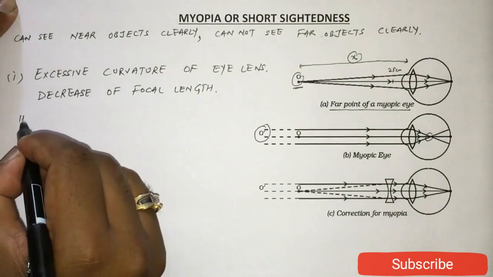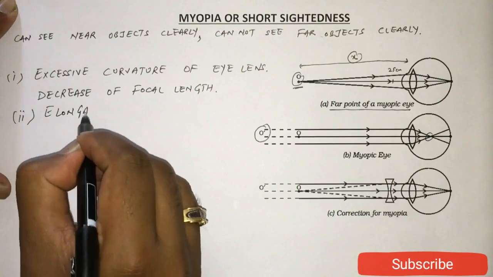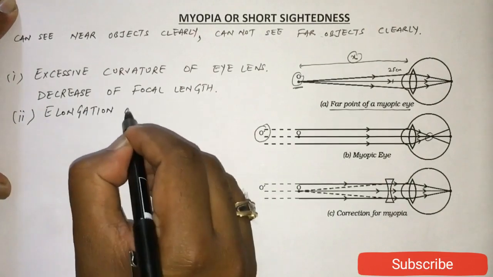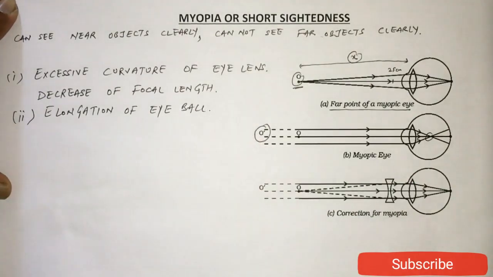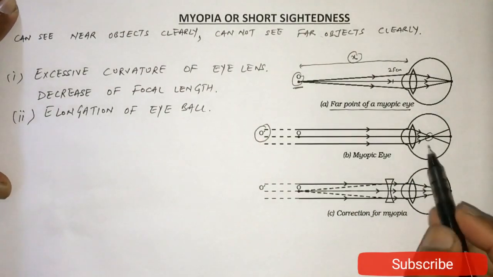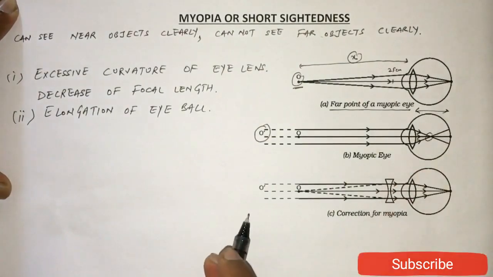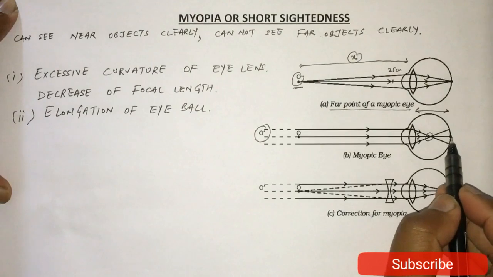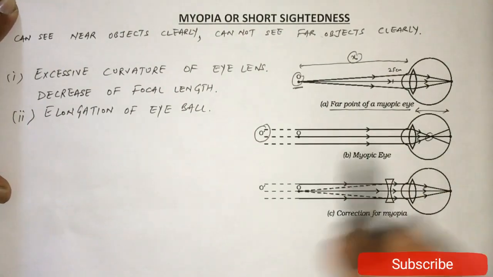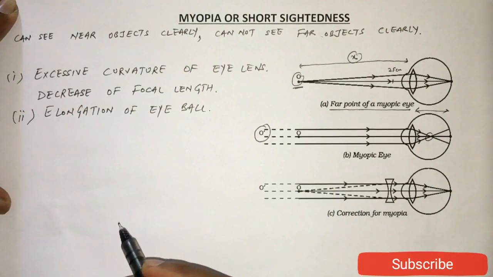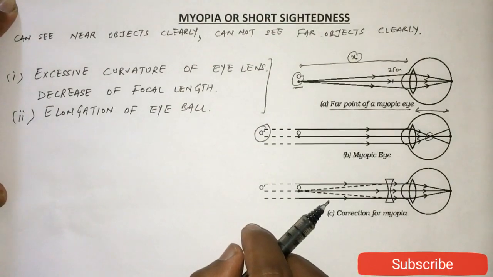Second is the elongation of the eyeball. Means the distance from the lens to the retina increases. This distance increases, hence the image forms between the lens and the retina, in front of the retina. So these two are the causes of myopia.